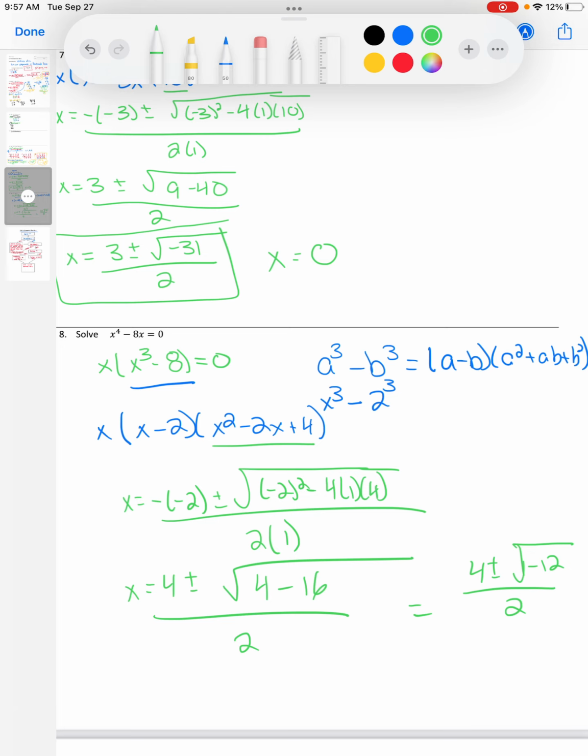So our answers are x equals 0, x equals 2, and x equals 2 plus or minus the square root of negative 12 over 2. And like I said, the reason we're not simplifying this is because of the negative underneath, and that's what we're going to do next class.